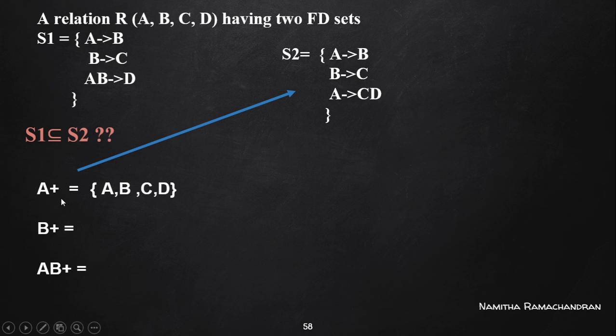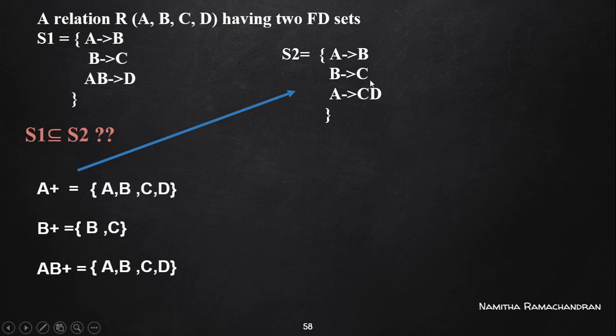So now the A closure: A is directly added here, then B. Using B we can derive C. A again can derive C and D. D is already present here, so D is also added. So this forms the closure of A. Now B closure with respect to S2. B is directly added here, then B can derive C also, nothing more. So C is also added, so the B closure forms B and C. Next is the AB closure. AB is directly included in the closure set. Then move to here. This A can derive further C and D.